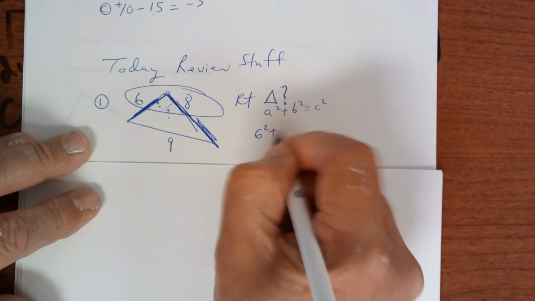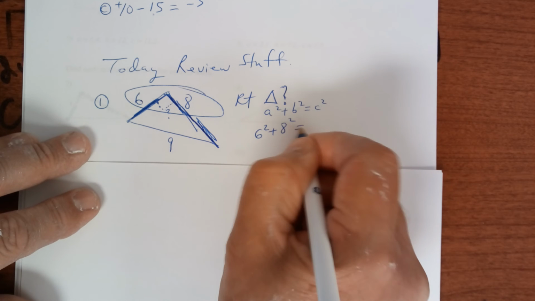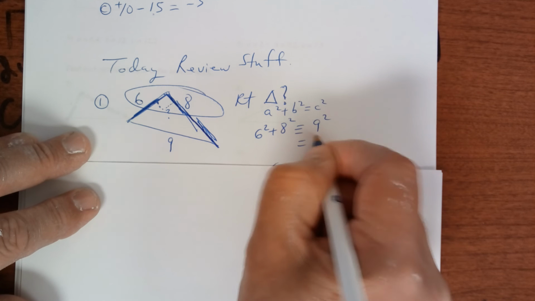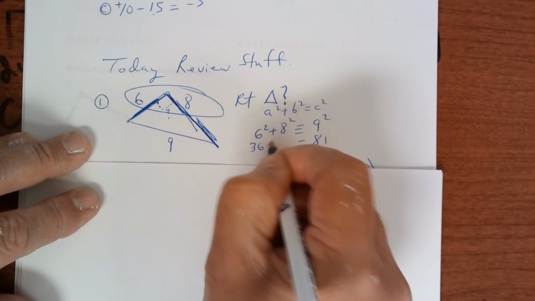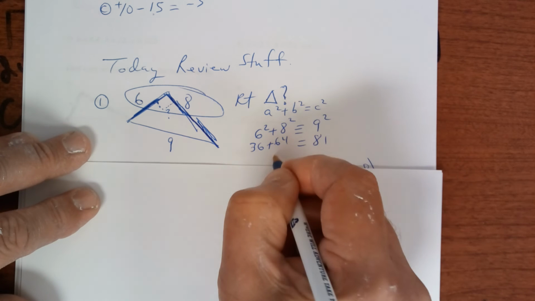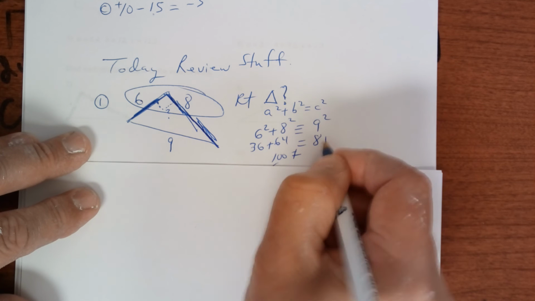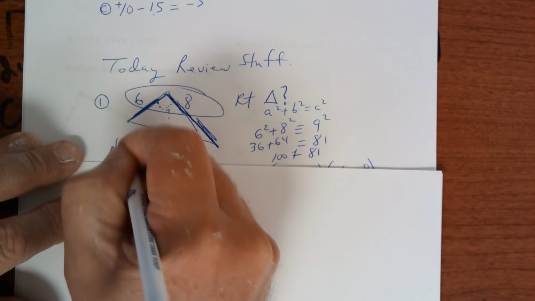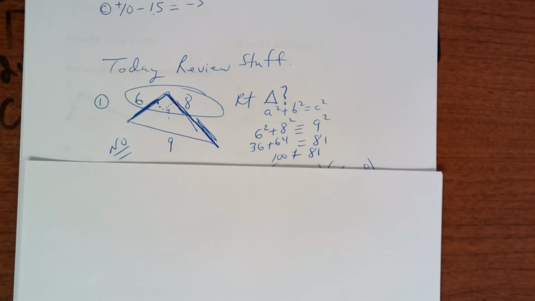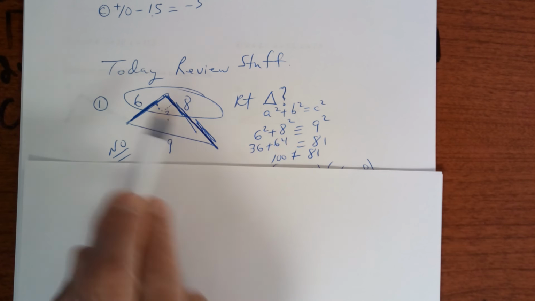6 squared plus 8 squared, does that equal 9 squared? Well, 9 squared is 81. This is 36 plus 64. That equals 100. And 100 is not equal to 81. So this one is no. It is not a right triangle. And I want to see the work today. Make sure you show that you color the L and that you showed the work.